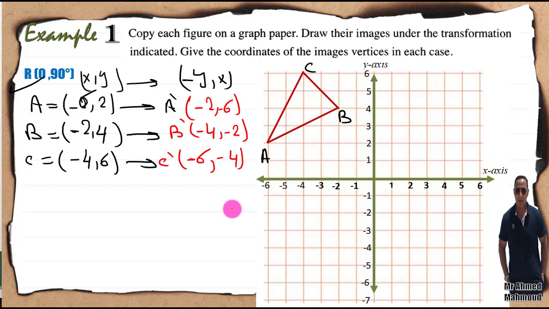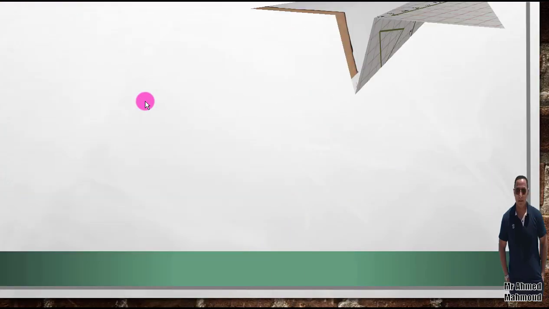So I'm going to connect the points. Negative 2, negative 6 here. This is A dash. Negative 4, negative 2 here. This is B dash. And negative 6, negative 4 here. This is C dash. Then I'm going to connect the points like this. It gives me the image of triangle ABC by rotation 90 degrees. Another example.